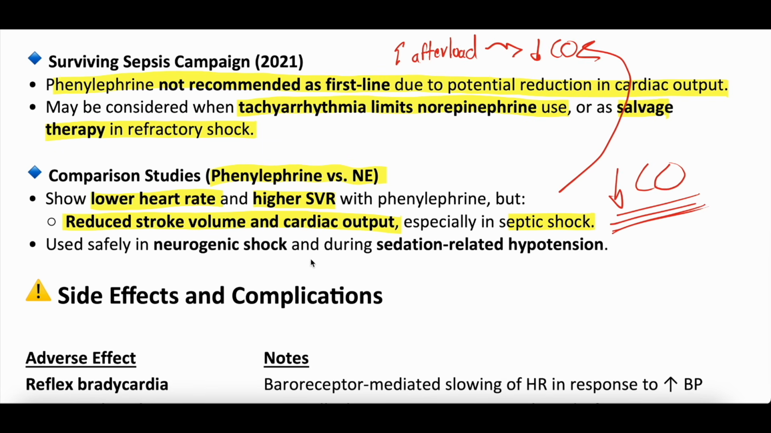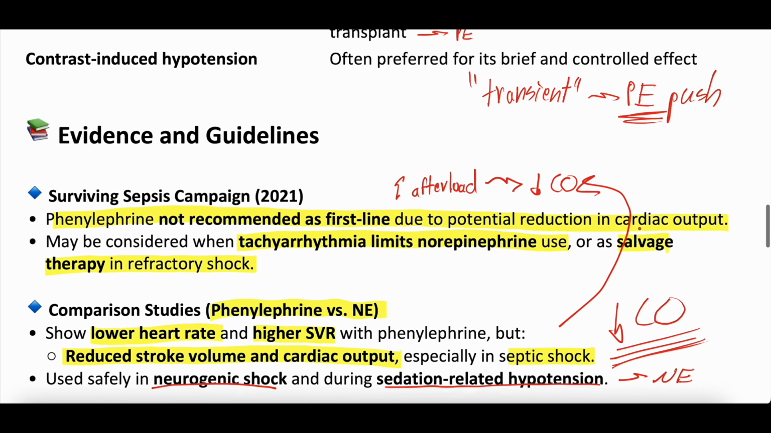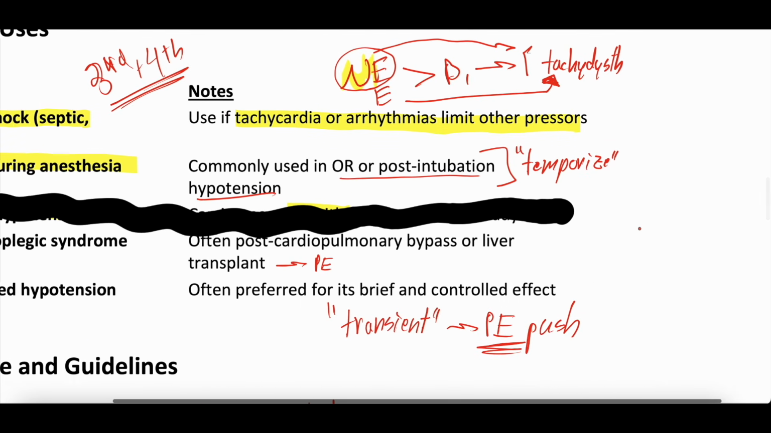In neurogenic shock, pure alpha 1 can often be helpful, or in sedation-related hypotension, but you could use norepinephrine for all these too. Other than the ease of giving a push of phenylephrine, there's not a lot of times to use it. One of the caveats to this, though, would be, oh, did we not put it up here? Oh, shame on us.